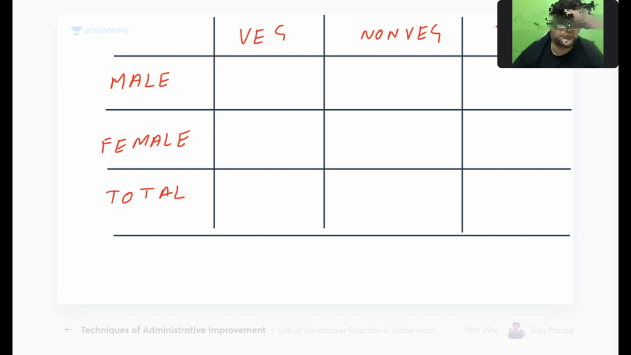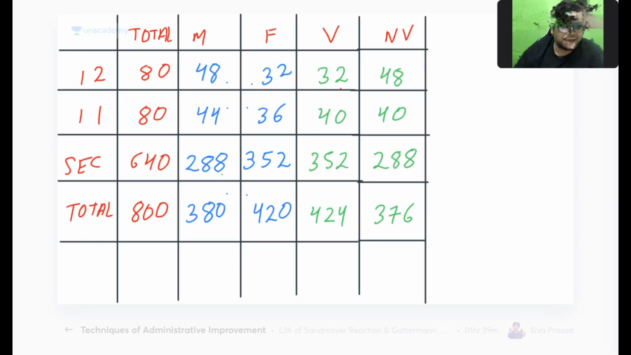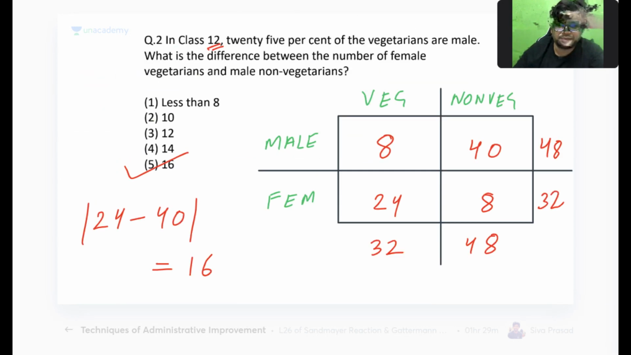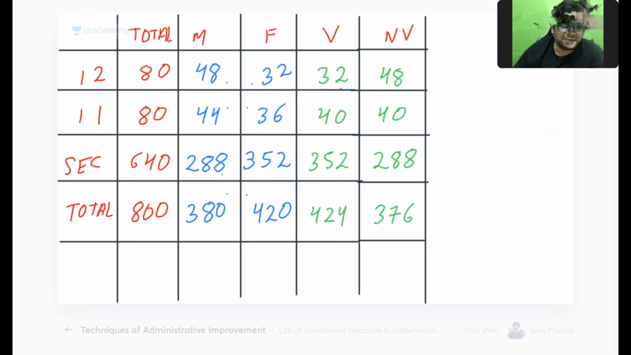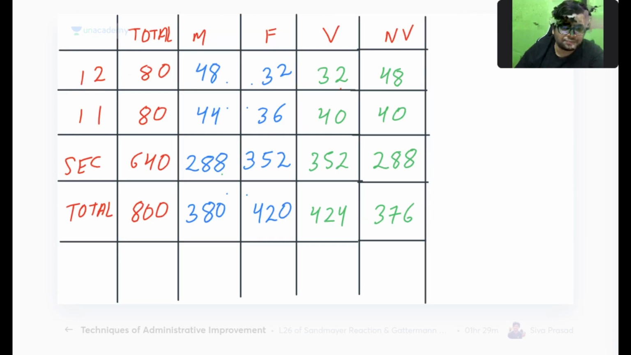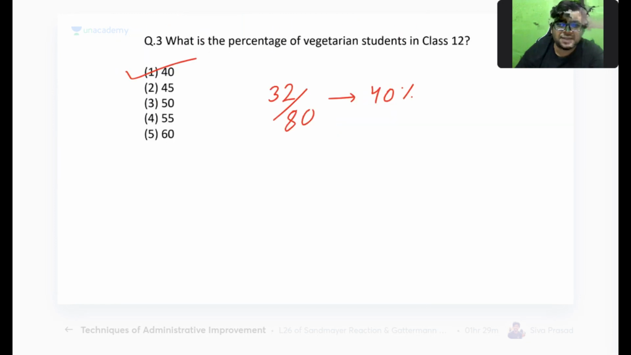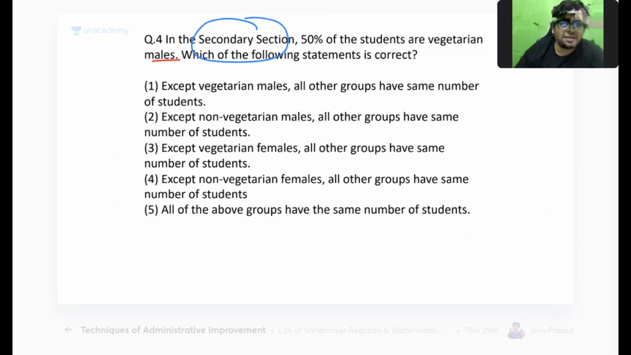इसमें से कौन कौन सा डेटा है मेरे पास में, सबसे पहले तो मैं वो भरूंगा। इसमें से हम लोग सेकेंडरी सेक्शन की बात कर रहे हैं। सेकेंडरी सेक्शन में टोटल नंबर ऑफ स्टूडेंट्स 640, आउट ऑफ विच मेल फीमेल कितने हैं? मेल 288, फीमेल 352। वेज नॉन वेज कितने हैं? 352 वेज, 288 नॉन वेज. What is given to me?